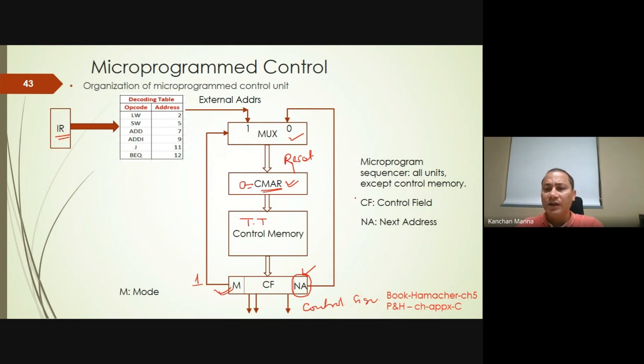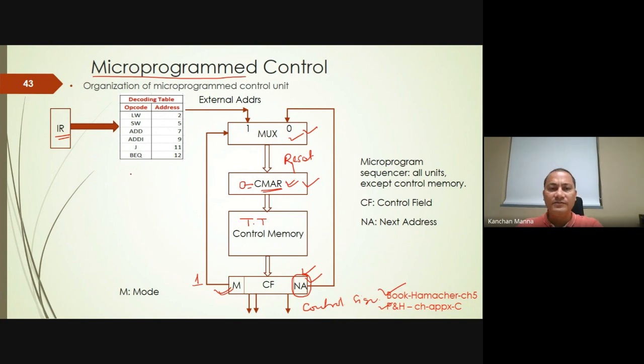The components that we have here, like the control memory address register and this control field, all of these are called the sequencer. So this is the way we can generate the control signal, and this approach is called the microprogram based approach. This architecture has been borrowed from the Hamacher book, chapter 5, and it is also available in the Patterson and Hennessy book, appendix C. So this is one approach.